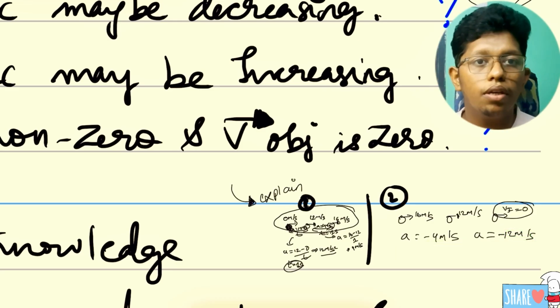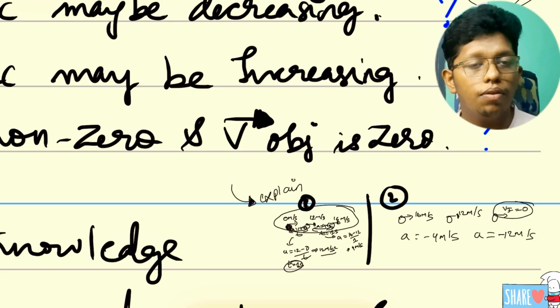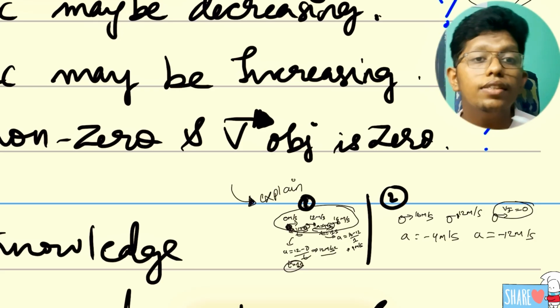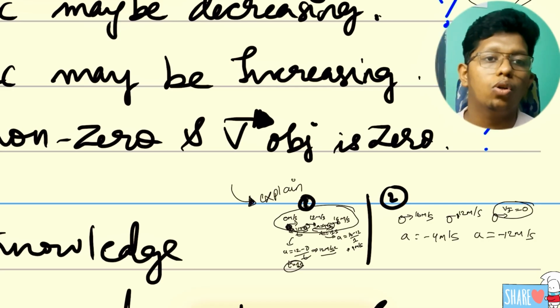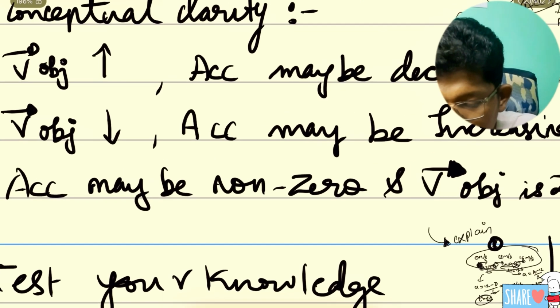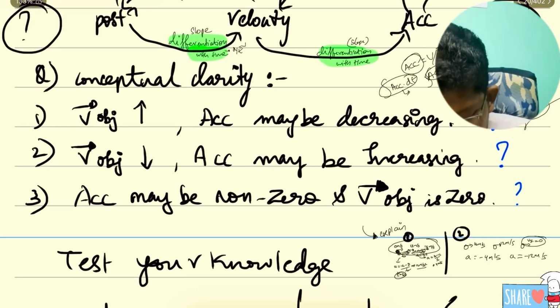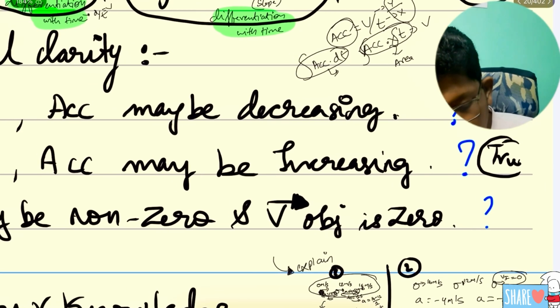So that's why I'm saying both cases can happen. When velocity is decreasing, acceleration may be increasing, otherwise acceleration may be decreasing also. So both cases can definitely happen. So the final answer here is also: okay, it is true.